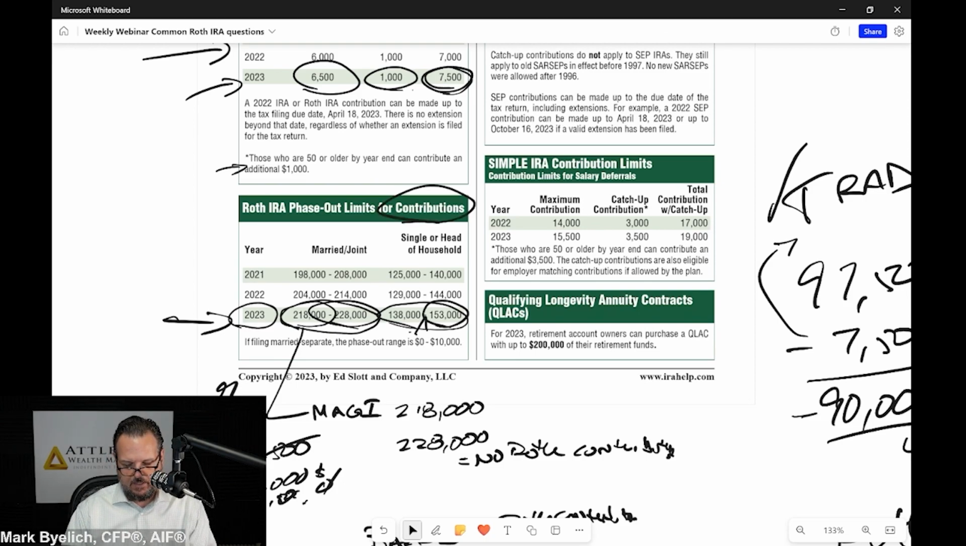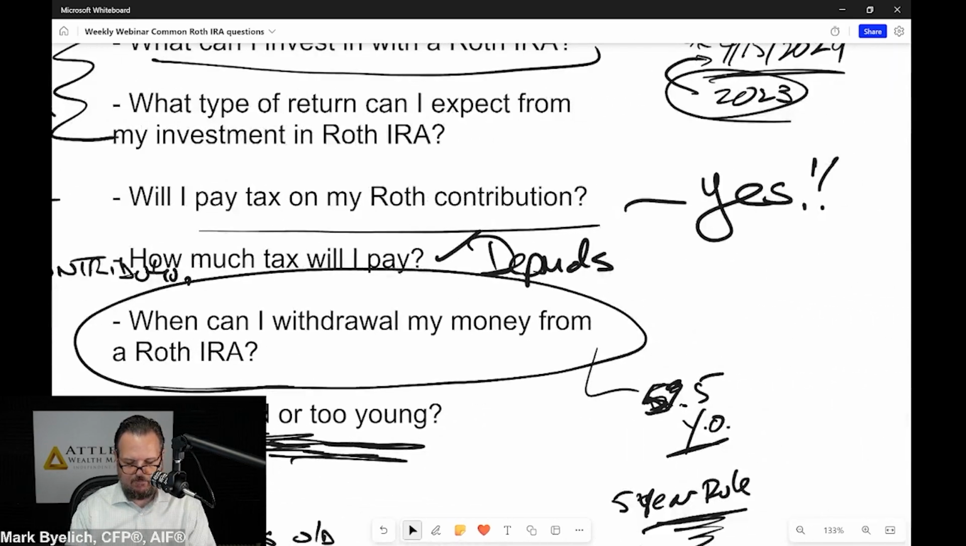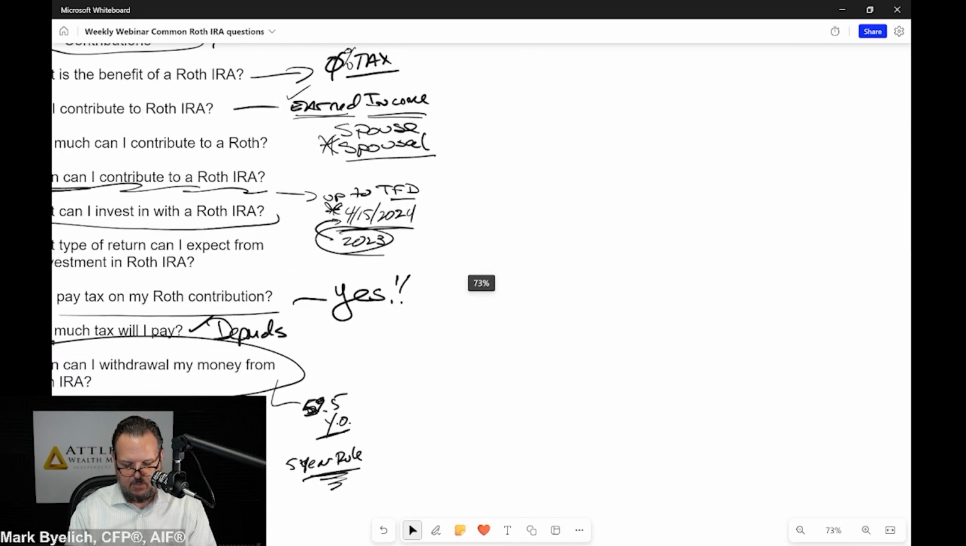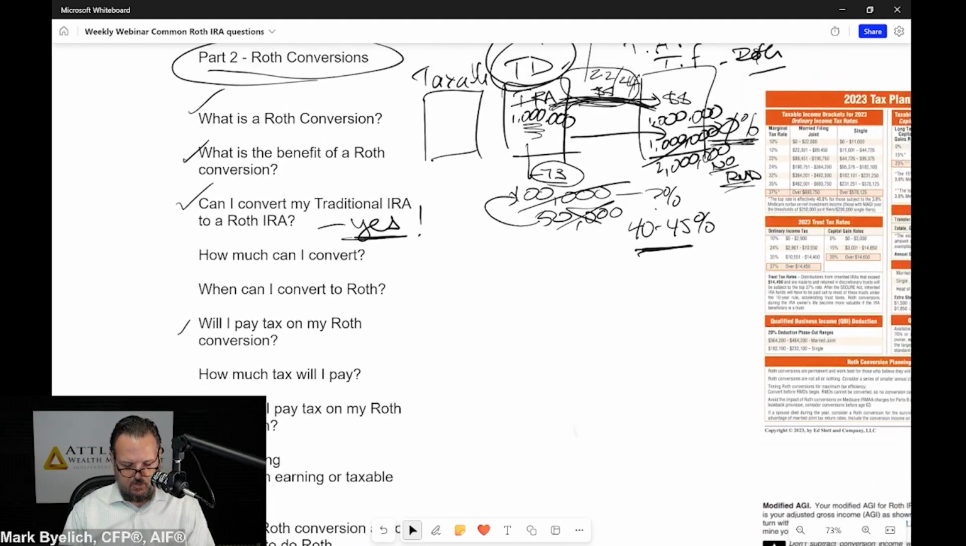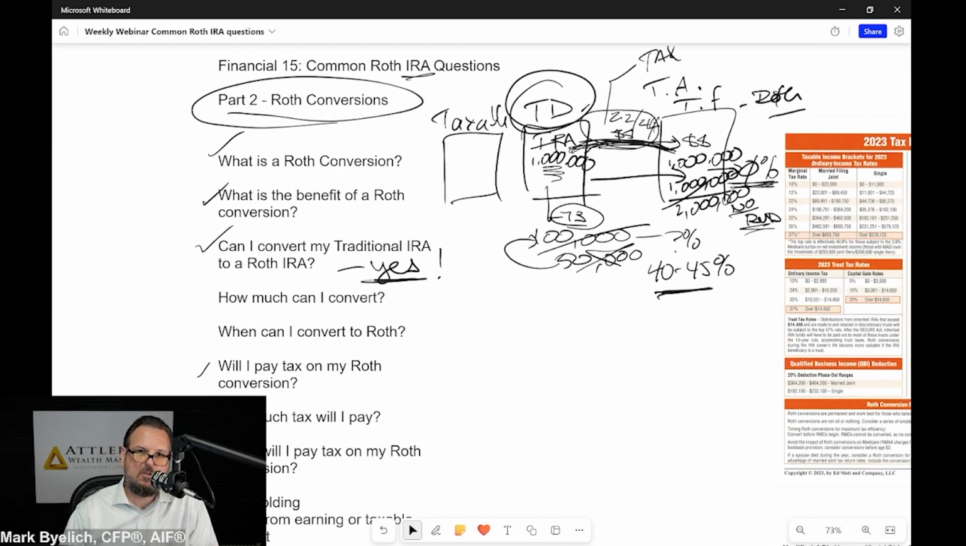You see, that refers to contributions. So you can scrap that. If you make $1 million a year or $10 million a year or $1,000 a year, you can do conversions. So can you convert a traditional IRA to a Roth IRA? As long as you have one of each, you can do it. As long as you have a traditional IRA and as long as you have a Roth IRA, you can do a conversion. And all you have to do is establish a Roth IRA. It's very, very simple to do.